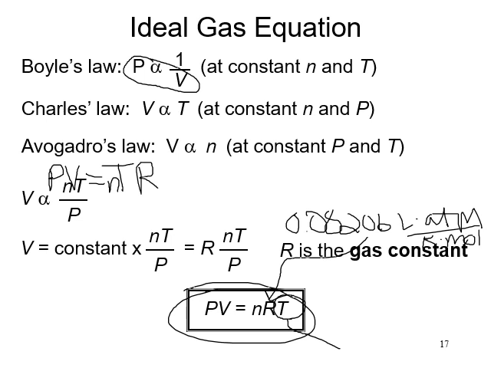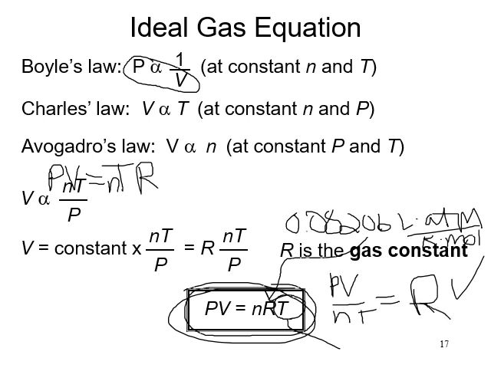So at ideal conditions, and those ideal conditions are high temperature and low pressure, you put all this in and you get PV, I'm going to rearrange, over nT equals R. And it will always equal R at low pressures and high temperatures. That's called the ideal gas equation. Ideal gases behave this way in ideal conditions.